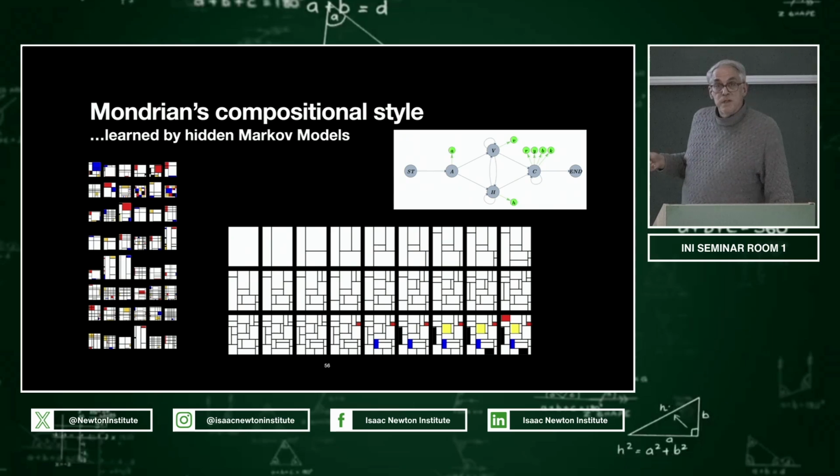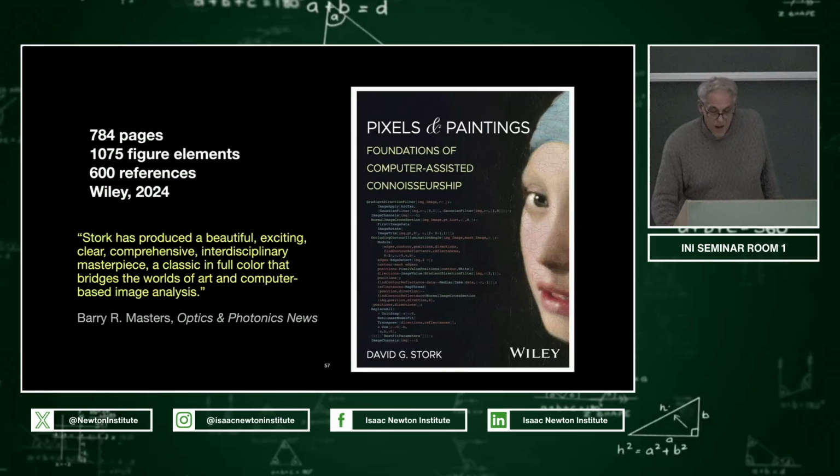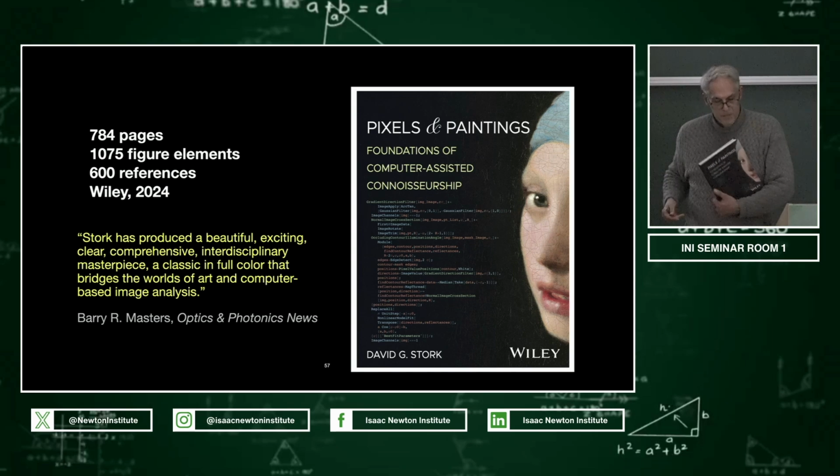It also can be used in a recognition mode, and you can use this network to classify a painting. Is it a genuine Mondrian? Yes or no. And I have plenty more to talk about. Unfortunately, I don't have time. Again, you can find all the information on it in this book that was just published.